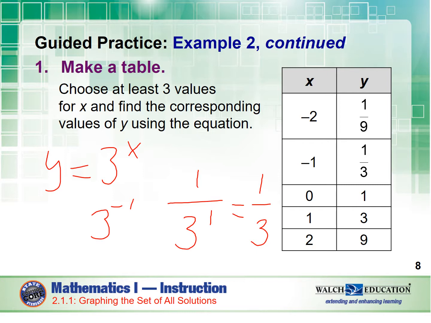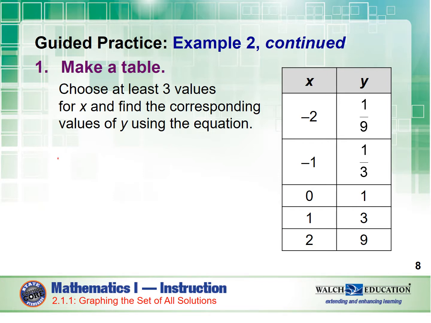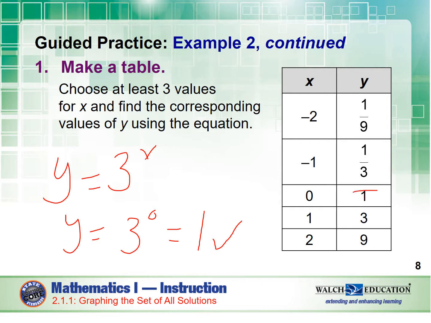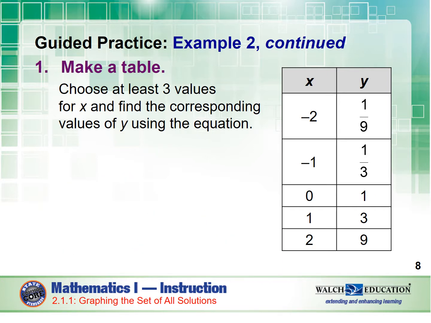The last one that I'd like to review is when you have something to the 0 power. So y equals 3 to the 0 power. Anything to the power of 0 is 1, hence the number 1. Okay, so we've now got a set of ordered pairs. We've got 5 different ones from our table.